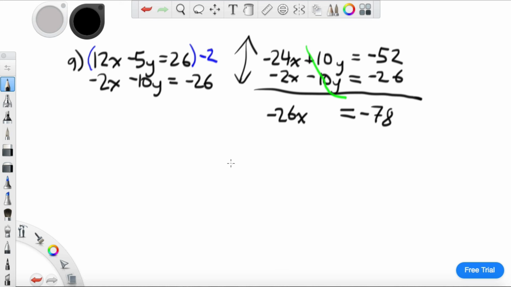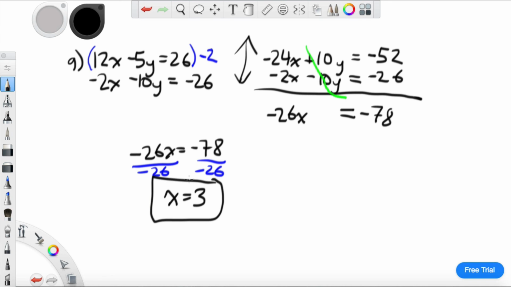Okay, so if I have negative 26x is equal to negative 78, I'm going to go ahead and divide by negative 26. And I'm pretty sure this is 3 because 26 and then 52 is 2 times 26. I'm sure this is 3, so this is going to be x is equal to 3. Okay, that's the first part of my answer.